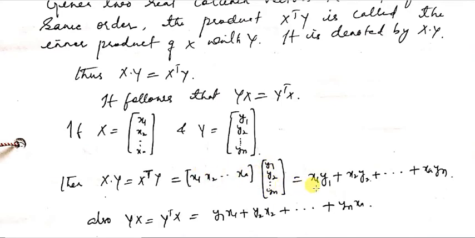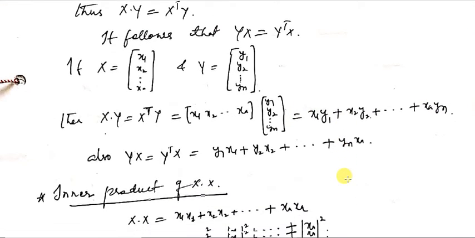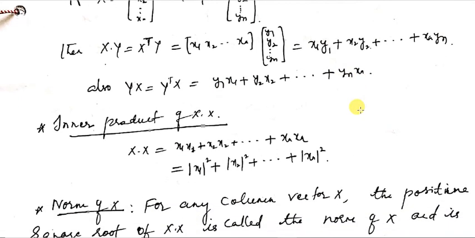So taking the product, we get the expression x1 y1 plus x2 y2 plus and so on plus xn yn. This is called the inner product. Similarly, we can compute the inner product of y and x, which is equal to y transpose x, given by y1 x1 and so on up to yn xn. And we can also compute the inner product of x with itself.